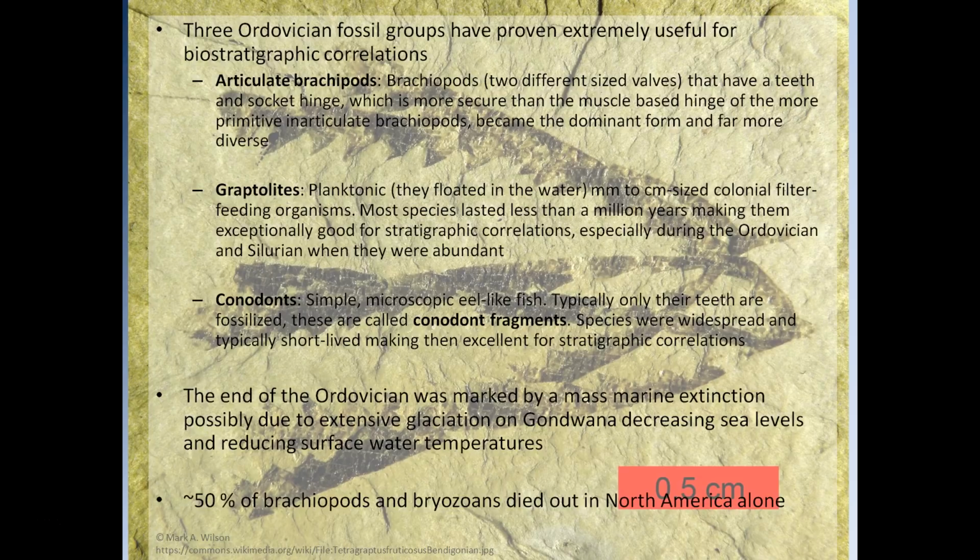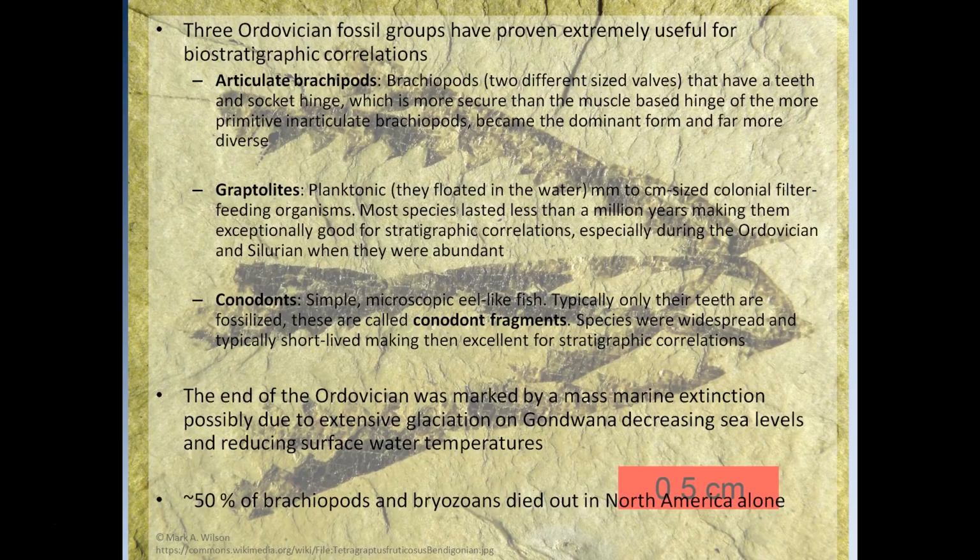And so what you can do is you can take a rock from the Ordovician, and you can crush it, you can sieve it, and you can extract the teeth from that rock, and you can identify the individual conodont species using the teeth. And once again, conodont species were very widespread, and each individual species was typically relatively short-lived, so they are absolutely excellent for stratigraphic correlations.